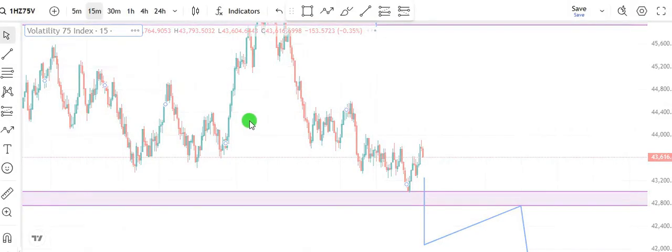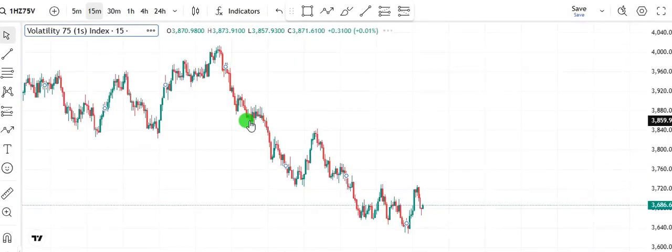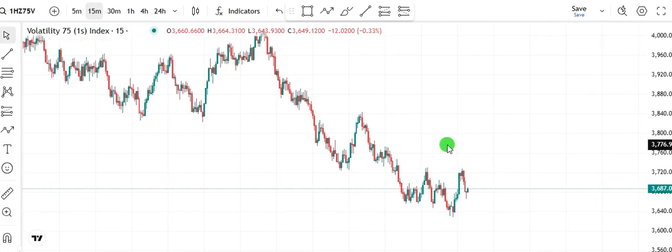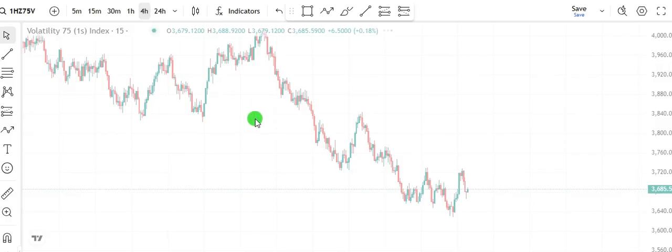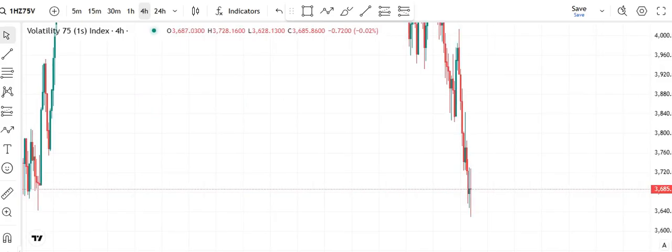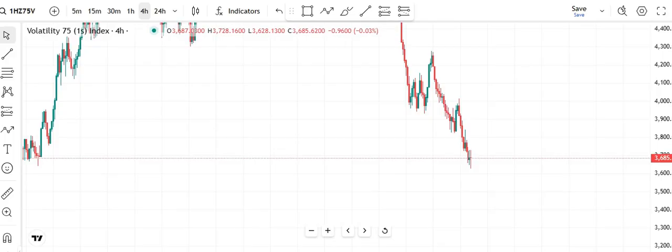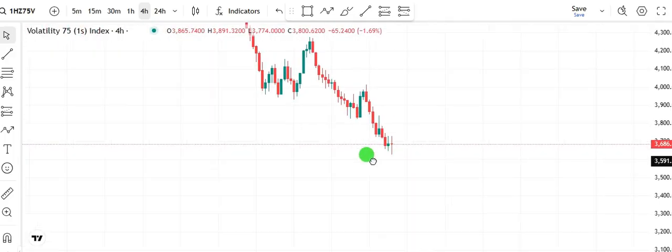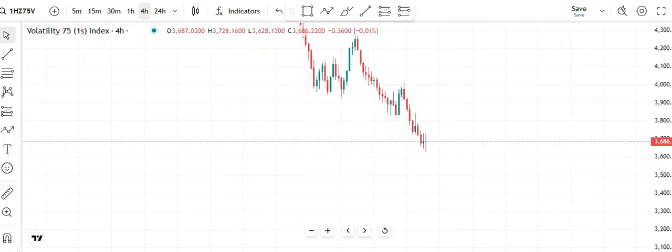Let's go to the elder brother, which is going to be the 75 1 second. Remember, I actually call them siblings, right? Because they're actually volatile. But what about the 75 is they can trade with as low as I think 0.20 cents, that's like 20 cents. So let us go through the H4 of the 75 1 second, the elder sibling of the 75 itself.